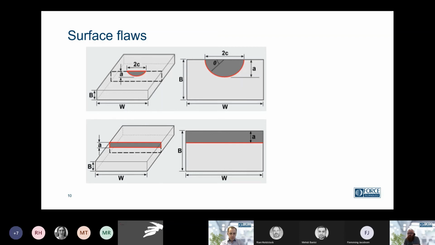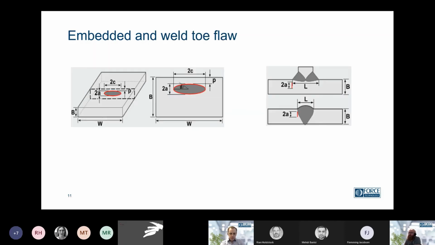Then we need to know what kind of flaw we are looking at. And I'll just show a few examples. We have the surface flaws, a small surface flaw on the top. We have a long surface flaw here on the bottom. We have embedded flaws, which are inside the material. These are less critical than the surface flaws, and in my experience they allow for larger fatigue lives, and you can have larger embedded flaws than you can have surface flaws. And then also, if we have some flaws near the weld toe, then we also need to account for that.